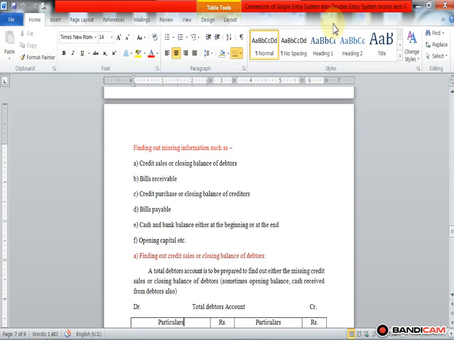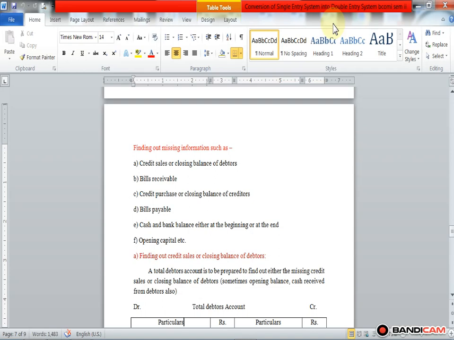So first, credit sales or closing balance of debtors. In our previous lecture we studied that credit sales is added to cash sales to get the total sales of the business organization, and that sales is transferred to the credit side of the trading account. But sometimes the credit sales is not given in the problem, then we have to find out the credit sales by preparing the total debtors account. Or sometimes the closing balance of debtors is not given in the problem, so we prepare a ledger account to find out the closing balance of debtors or credit sales of the business organization.